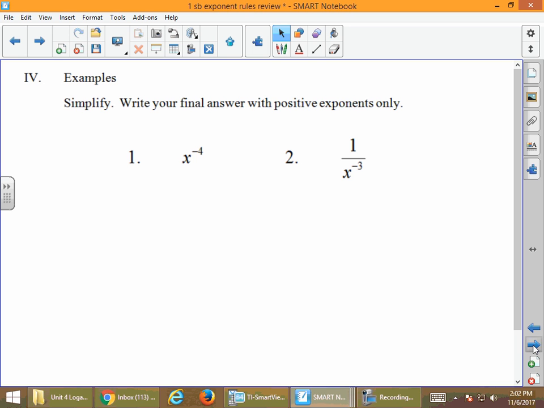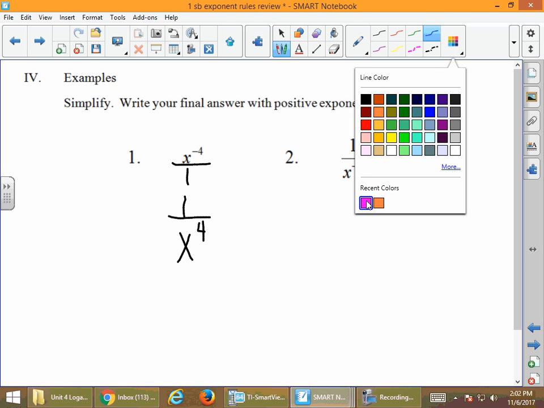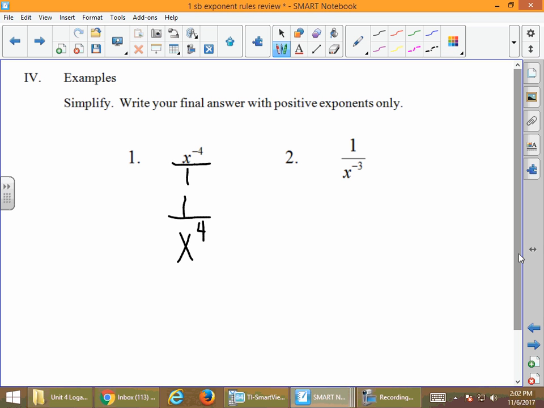So x to the negative 4. Again, we want to simplify. We want to write our final answer with positive exponents only. The only thing that we can do in problem number 1 is we can flip this and change the sign on the exponent. That's it. Same kind of idea here in problem number 2. We have a negative exponent. We're going to flip this and change the sign on the exponent. If you want to, you can leave the 1 in the denominator. You do not have to. We flipped and we change the sign on the exponent.